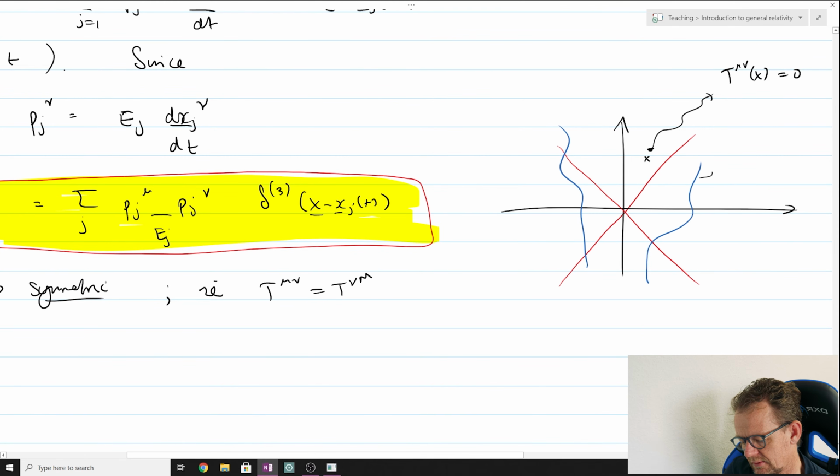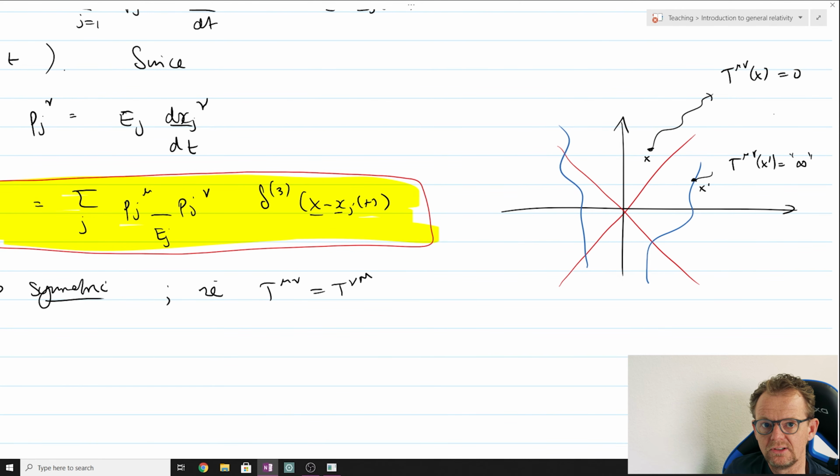However, just here, if I had chosen x prime, T mu nu at x prime, well, that's now equal to infinity, right? Because there's a delta function there. And so T mu nu doesn't look very much like a nice tensor here. The problem is that we've got these idealized point particles. Each particle is considered to be an infinitesimally small point. What we really should do is smear these particles out, and then T would turn into a much nicer field. Nonetheless, I'm convinced you can work with delta functions. You know how to work with delta functions by now.